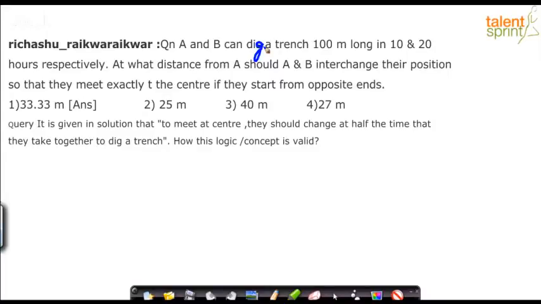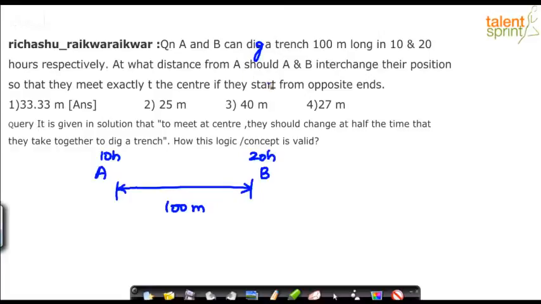See, I am not sure about the formula there, but logically, if you see, it is like this. There's a distance of 100 meters, right? Let's say A starts from here and B starts here. Instead of taking it as digging a trench in 10 hours and 20 hours respectively, let us assume they have to travel distance. So between A and B, the distance is 100 meters. A can cover this distance of 100 meters in 10 hours, right? And B can cover this distance of 100 meters in 20 hours.